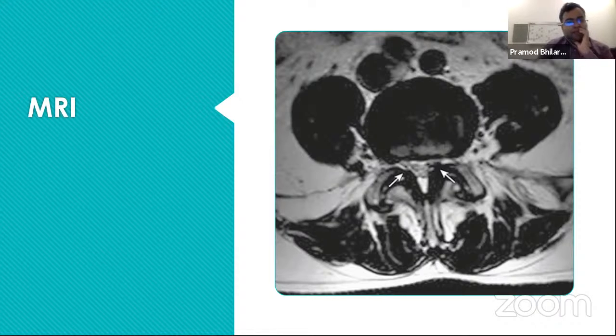But if there is a demonstrable instability, then I would like to remove the facet, do a transforaminal lumbar interbody fusion at this level, and seeing if there is not much degeneration at an adjacent level, I would like to do a monosegmental one in these cases.